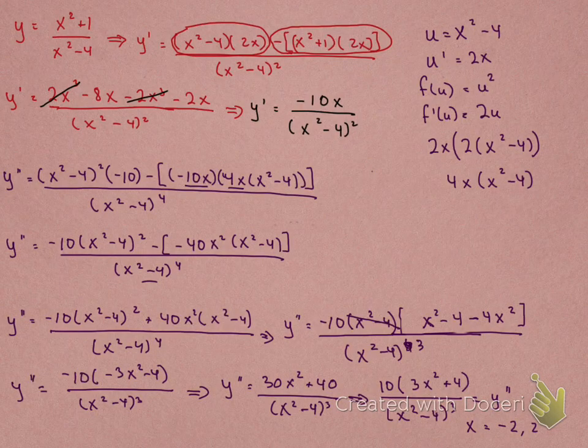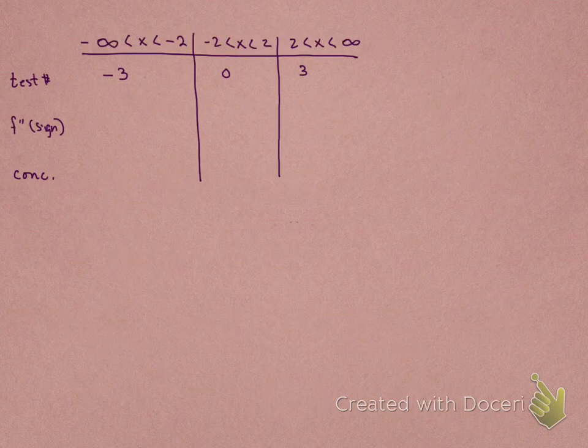So we're going to enter a -3 into our calculator. And then what we're going to do is enter the second derivative, which is 10 times the quantity 3x squared plus 4 over the denominator of x squared minus 4, all cubed. And when you put a -3 into the second derivative, you will get a big mess. Hold on one second, guys. Let me clear.